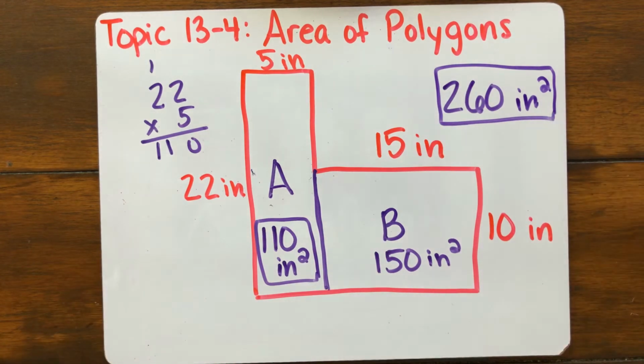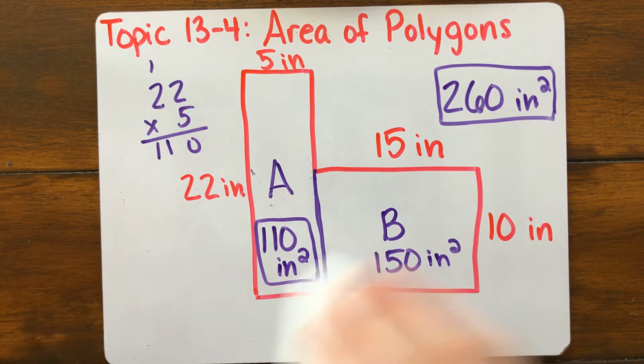All right, and that's all we're doing. We're just breaking up the shape into different shapes that we can find the area of. All right, now let's say that we didn't break it up like that.